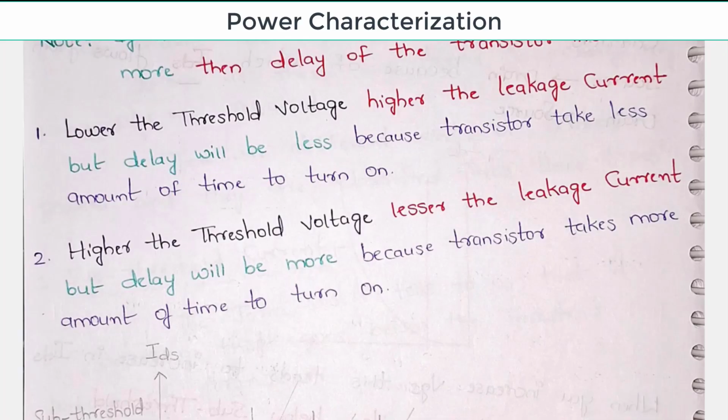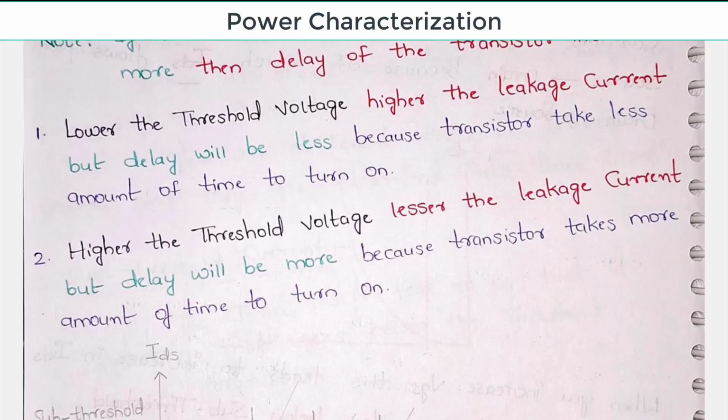If threshold voltage is low, then switching will be faster, so obviously delay will reduce, because the transistor takes less time to turn on. So that's why here delay will be less. Whereas higher the threshold voltage, lesser is the leakage current, but here the problem is delay will be more. Why? Because the transistor will take more time to turn on. So this is the difference between lower threshold voltage and higher threshold voltage.